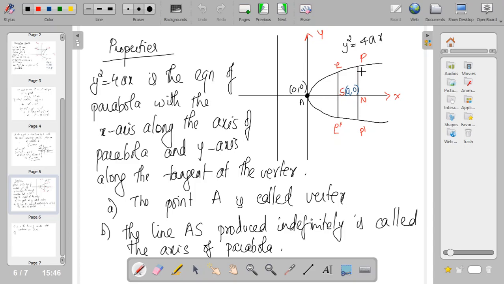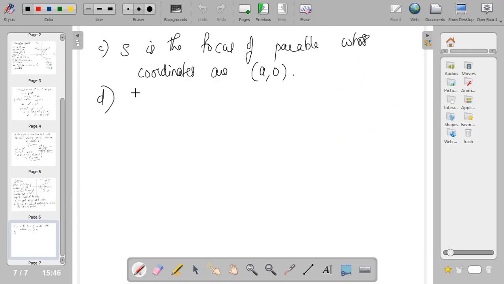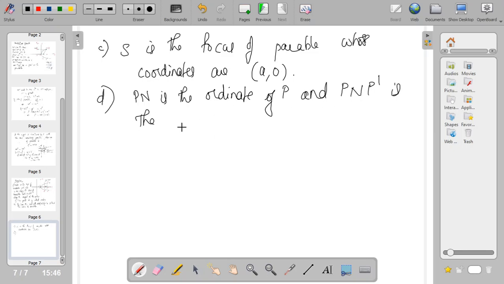And the next term is, you have the point P here. Now if you have a point P on the parabola, then this PN, this distance PN is called the ordinate of P, and this distance P and P dash is called the double ordinate of P. So PN is the ordinate of P, and the distance P and P dash is known as the double ordinate of P. So that is how we define the ordinate and double ordinate for any point P.